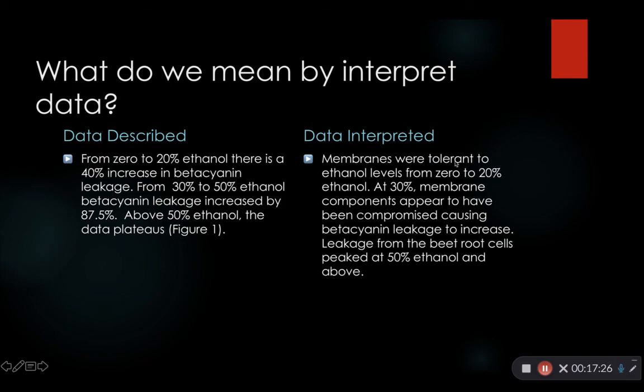Membranes were tolerant to ethanol levels from 0 to 20%. Okay, that's an interpretation. At 30%, membrane components appear to have been compromised, causing beta-cyanin leakage to increase. Leakage from the beetroot cells peaked at 50% ethanol and above. So this is where you're talking about the reason why this may have happened and what these particular results may mean.